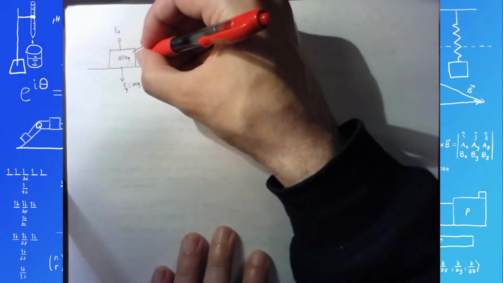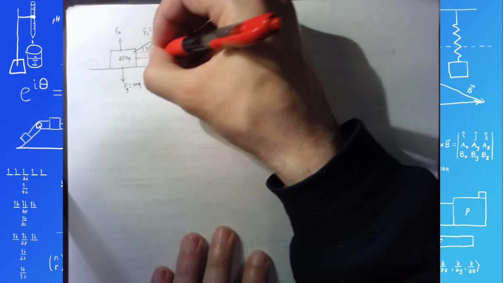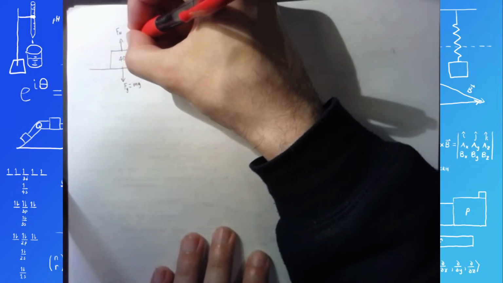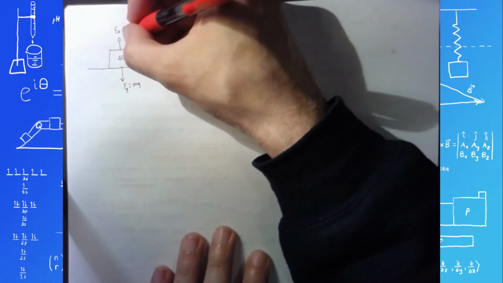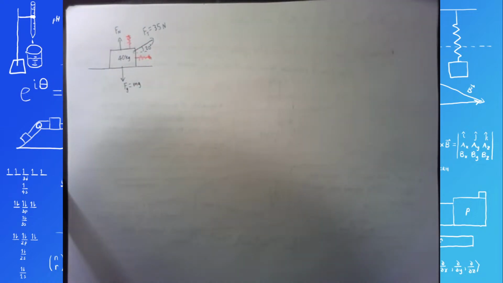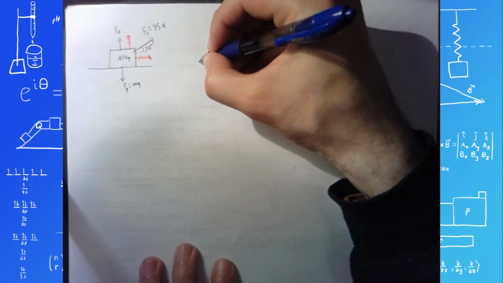Anyway, force of tension, 35 newtons. I want to break this into components. I want to break it into a horizontal component and a vertical component. And I would actually have to draw a separate diagram for this. So actually let me scribble these out and redraw the diagram. Let's get into that habit.